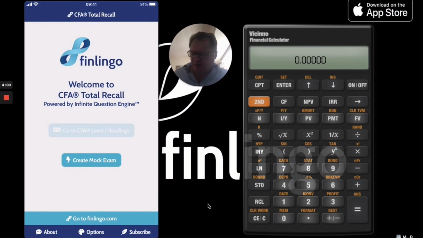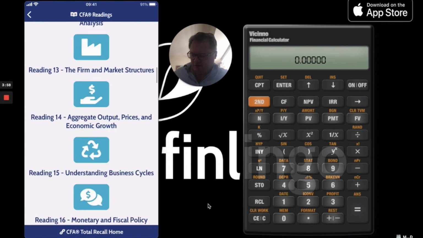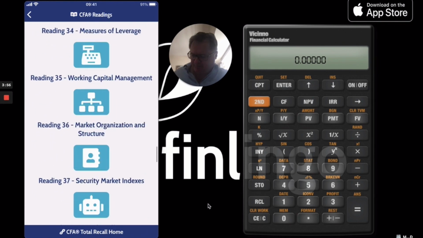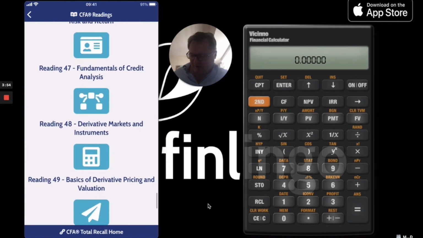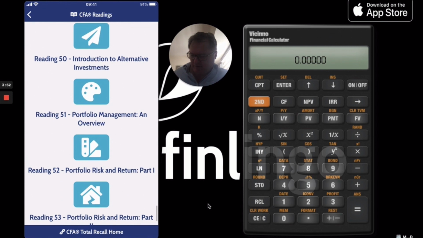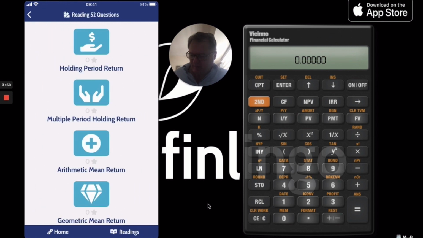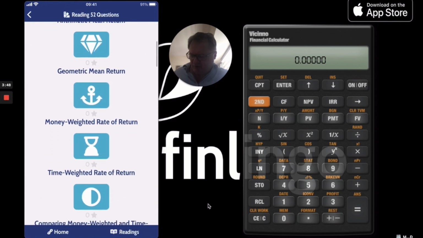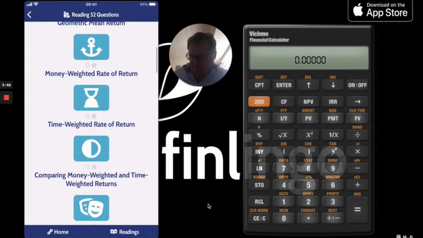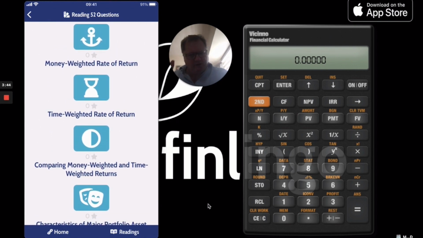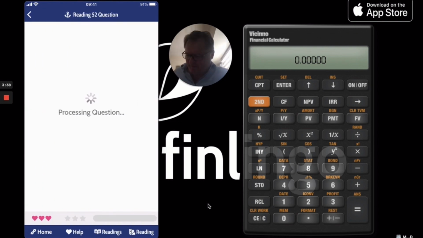So let's go to reading 52, which is all the way down here. Oh, after 51, I know. Okay, there we are, Portfolio Risk and Return Part 1. Let's go down to the money weighted rate of return. I hope you like the icon there, a heavy weight for the anchor, and the little arrow suggesting a return figure. That's the best I could do at the time.